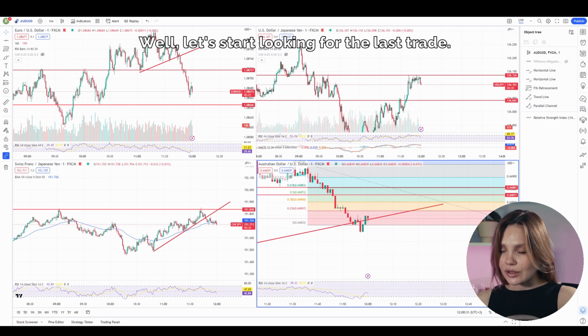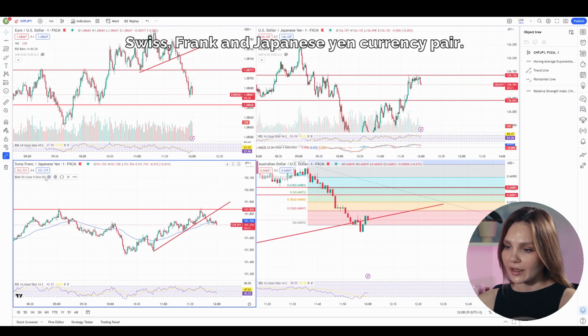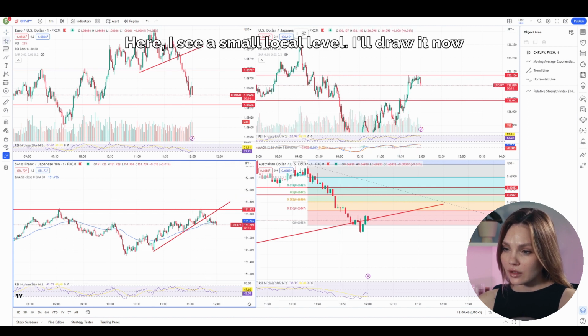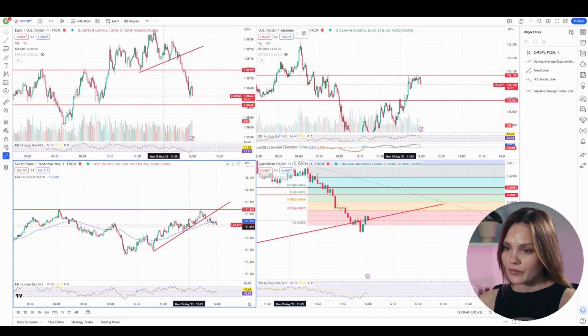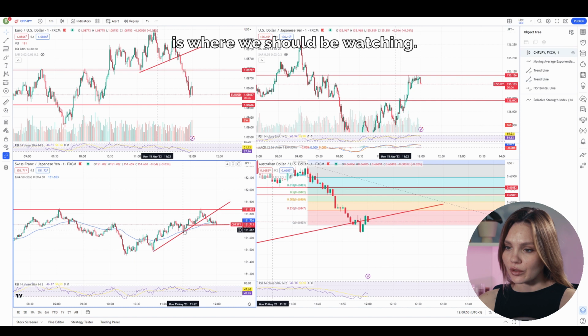Well, let's start looking for the last trade. An interesting situation has formed on the Swiss franc and Japanese yen currency pair. Here I see a small local level. I'll draw it now. So there is a small support zone here, and this is where we should be watching.